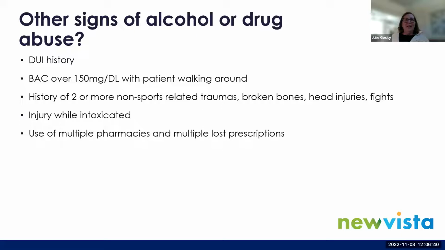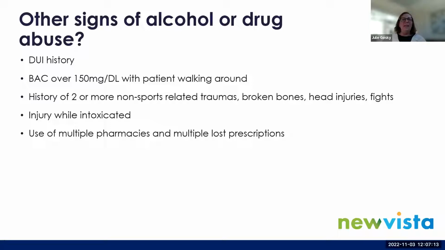All right. So the other thing that we're seeing a lot of, I'm sure everybody's read the statistics about overdose deaths in Kentucky. And so there are other signs of alcohol or drug abuse that you might be seeing in a client. Someone might come in and talk about DUIs. They might have a blood alcohol content over 150 and the patient's walking around and talking and doesn't seem impaired, or seems minimally impaired by a blood alcohol that high.